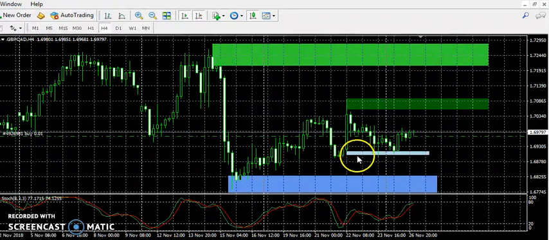Same for here. As you can see, I have a demand level created here, but it's whiter than this demand level here, showing that this zone has been tested.